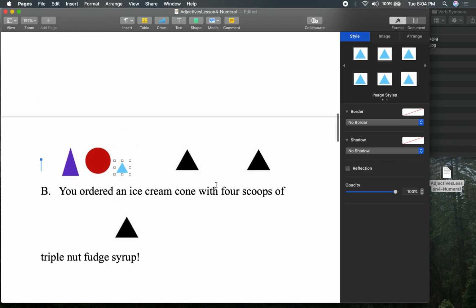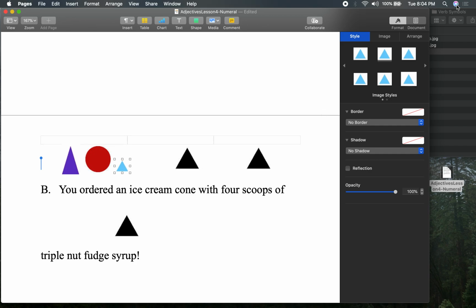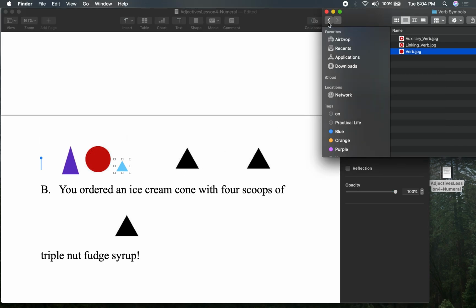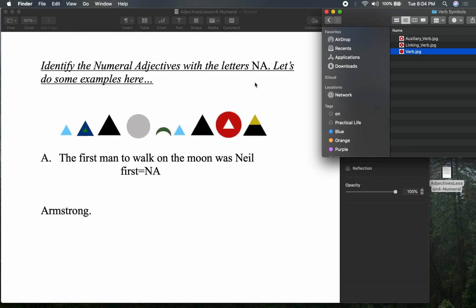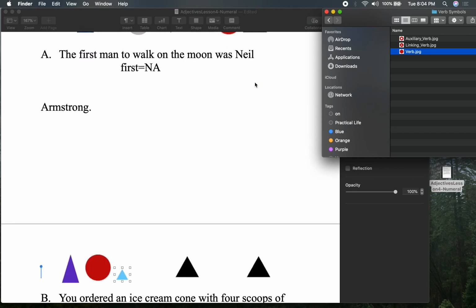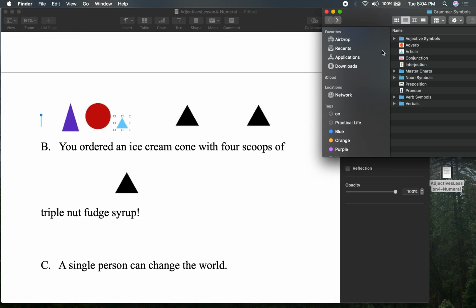All right. Ice cream, in this case, those are, do we have any descriptive adjectives? No, we don't. That's just regular old descriptive adjective. So we're going to have to go to our adjective symbols.